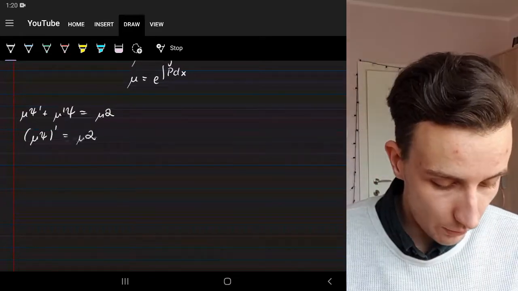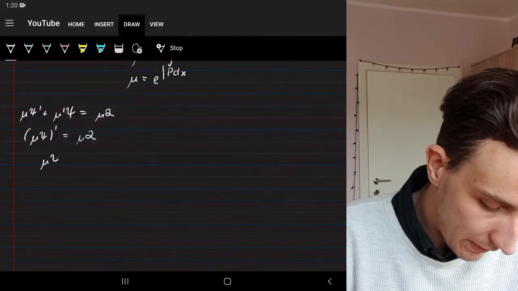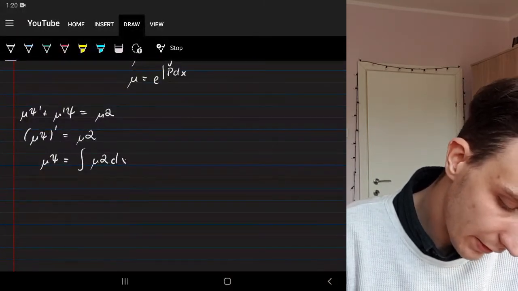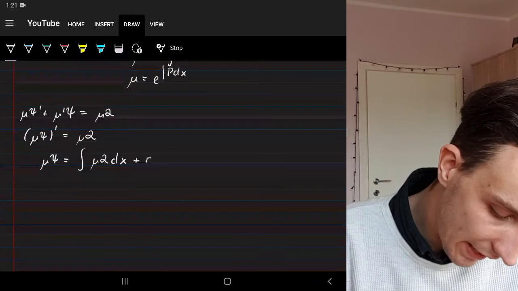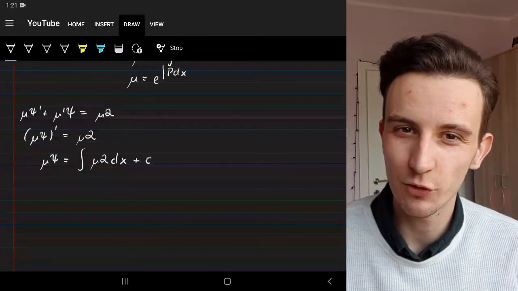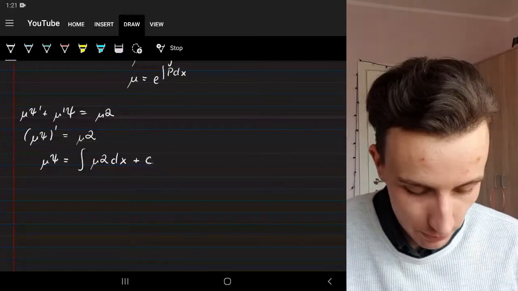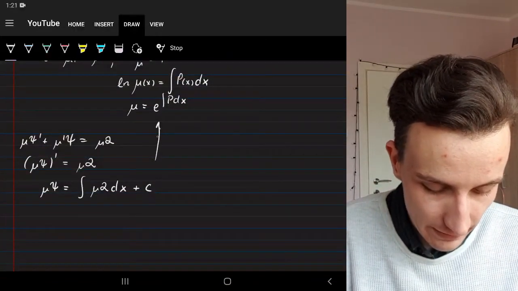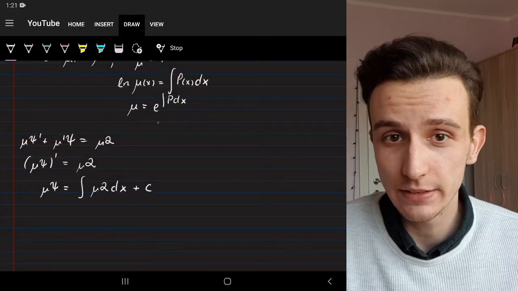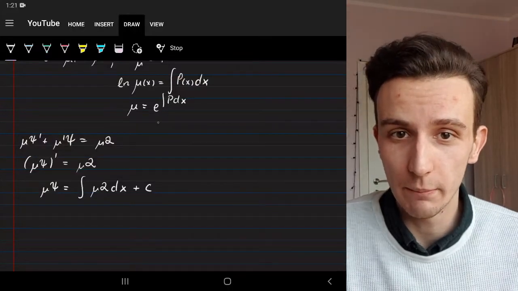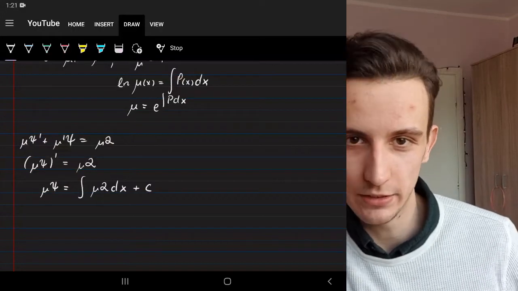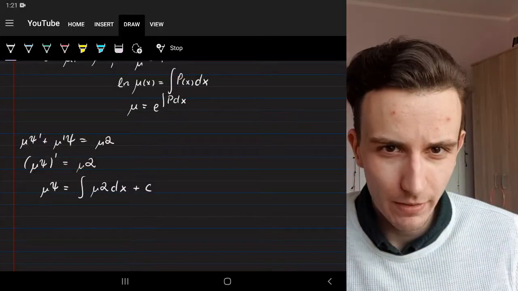Now, all we need to do to get mu psi is to integrate both sides. So we integrate with respect to x. There we go. And now I am just going to add the constant c. The formula gets a little bit obscure if you don't put any constants anywhere. The reason why I didn't add any constants here is because mu is arbitrary, right? So I can multiply by c e to the p dx, but I can also multiply with just e to the p dx. But this one isn't arbitrary.